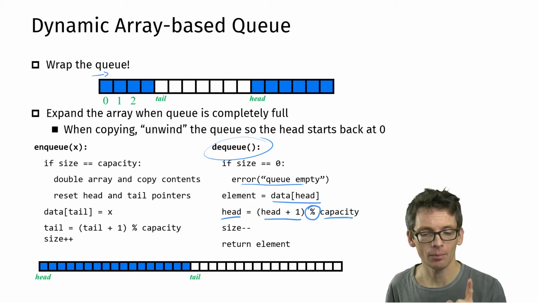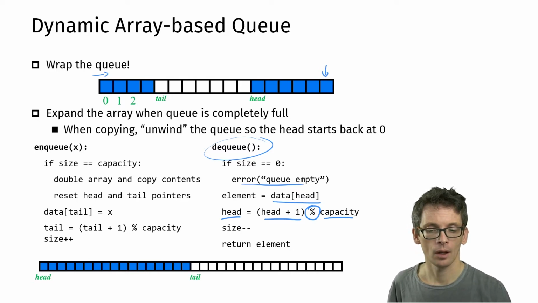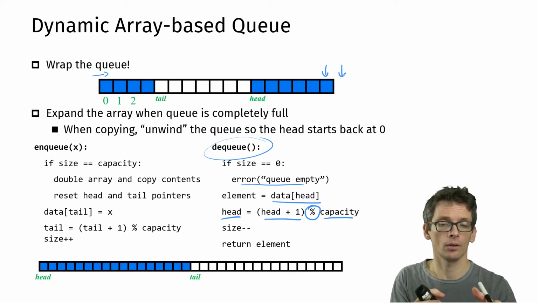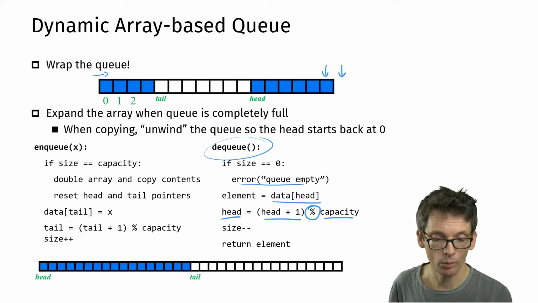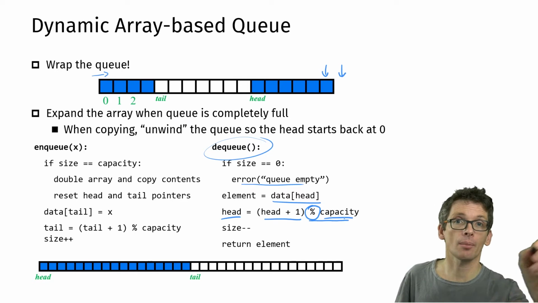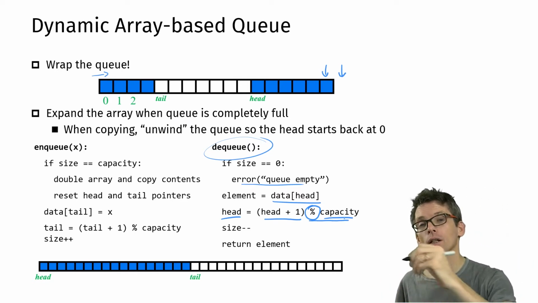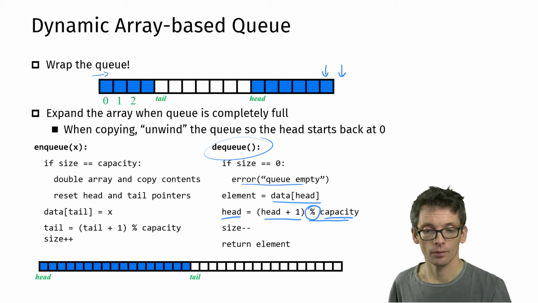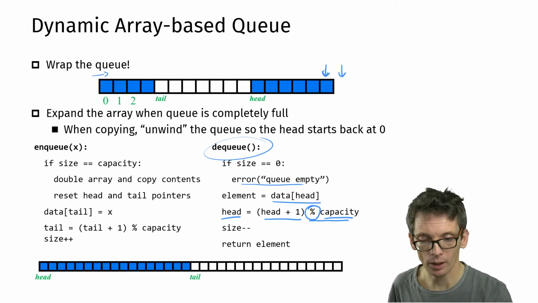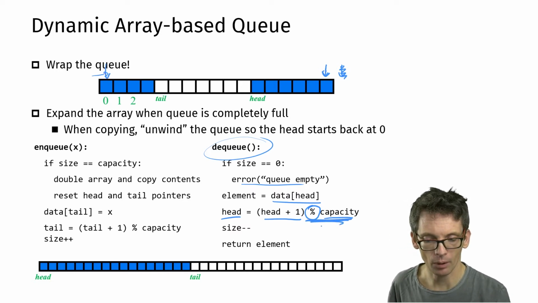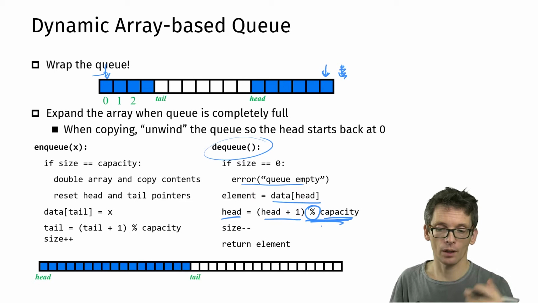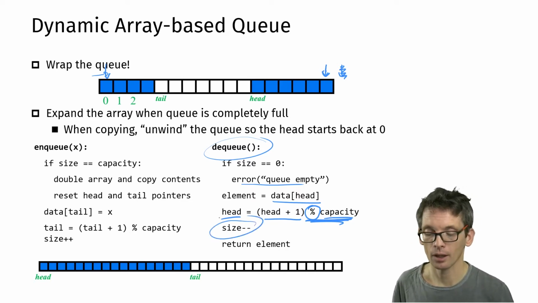What does that mean? It means that if head currently points here, and we increase it by 1, it would now point to a cell that is not actually there. But if we do modulo the capacity, it means that if we step over the capacity, we again start at 0. So increasing by 1 and doing modulo doesn't bring us here, but brings us here. And that's exactly why we do it like that. And if we dequeue, we also want to reduce the size by 1.